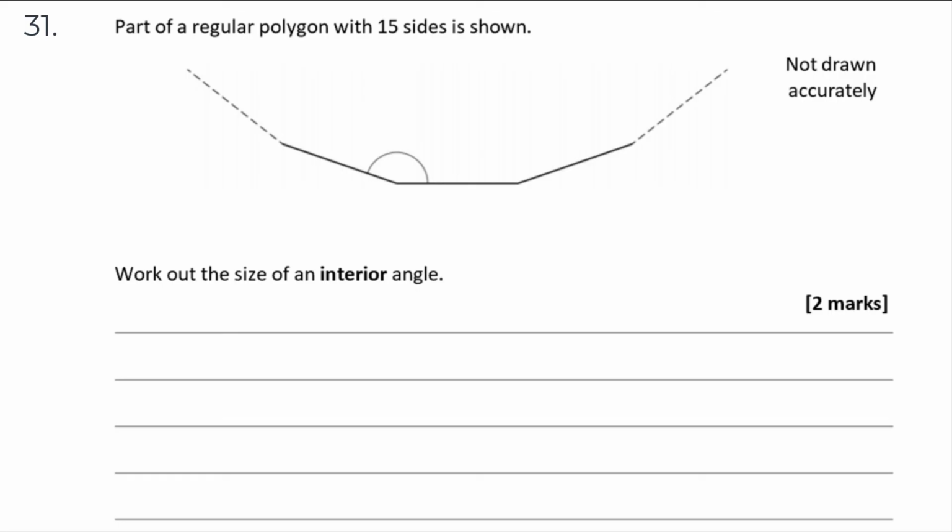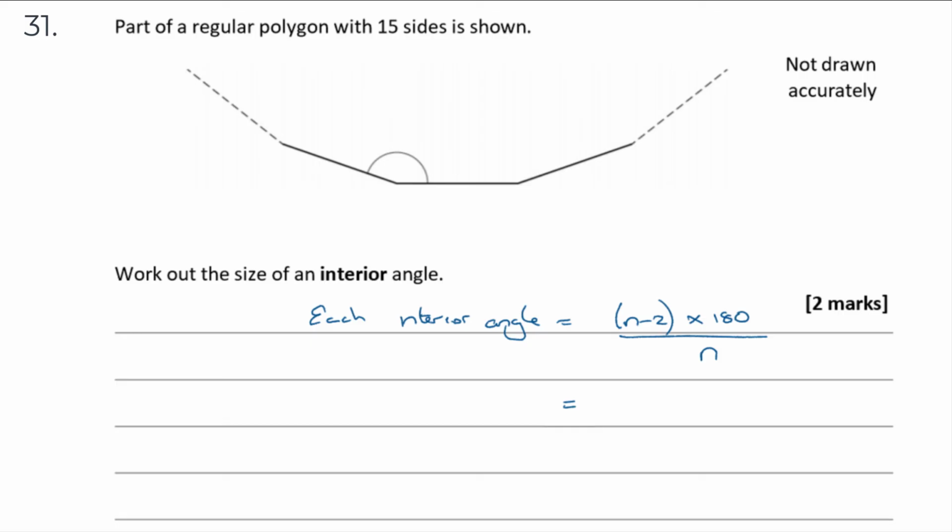Work out the size of an interior angle. Okay, now this is a regular polygon, so each interior angle, there's a formula for it, isn't it? It's you take the number of sides n, you subtract 2, and so that tells you the number of triangles inside your shape, times it by 180 will give you the total of all of the interior angles, and then divide it by n will tell you what one regular interior angle would be. Okay, so that's the formula for interior angles of a regular polygon.